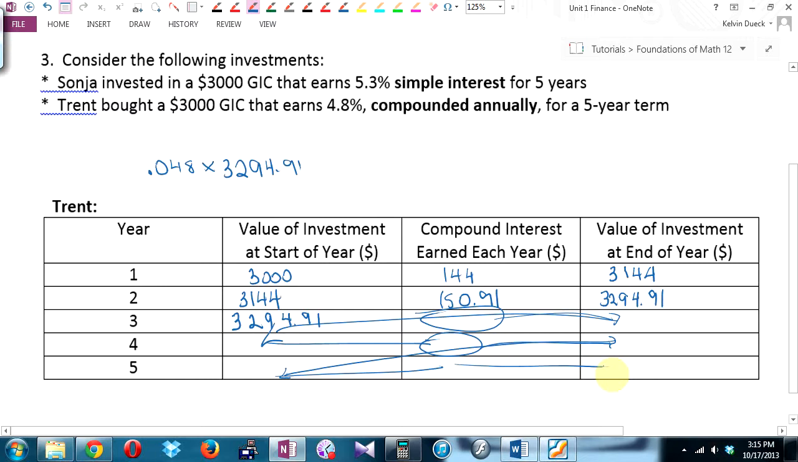So you add that one with the... You've used the word that one. Can you use title headings so I know what we're talking about? You add the value of the investment to the compound interest. Yep. Okay. And that gives you your new total.